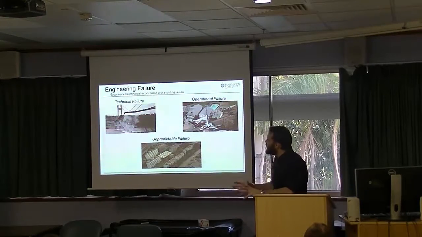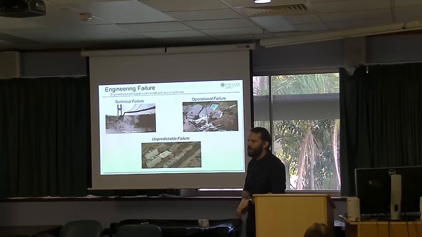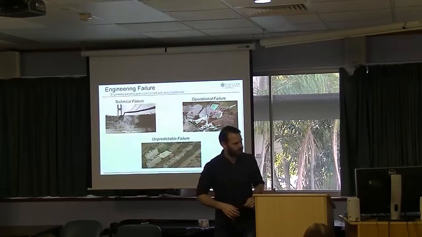There are a few different ways that things fail. Technical failure, as in the engineer screwed up. Operational failure, as in the operator screwed up. And then unpredictable failure, as in nature kind of screwed up. That's your cyclones, your earthquakes, that kind of stuff. These are the major things that will cause something to fail.